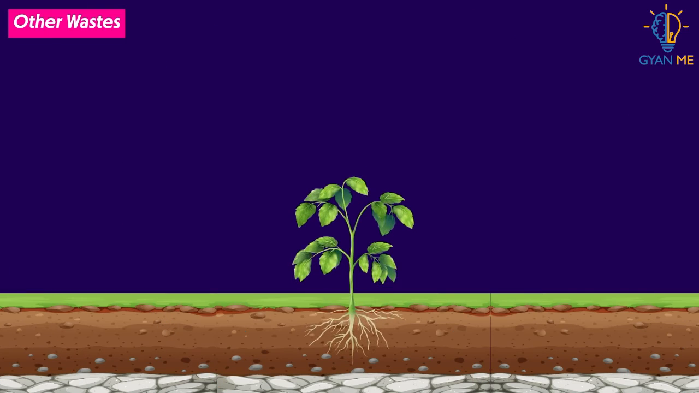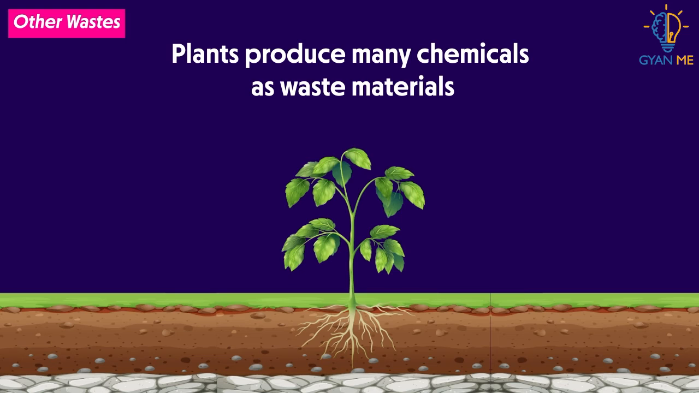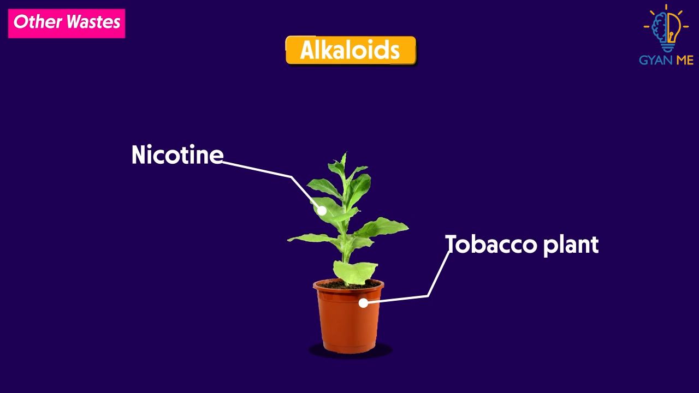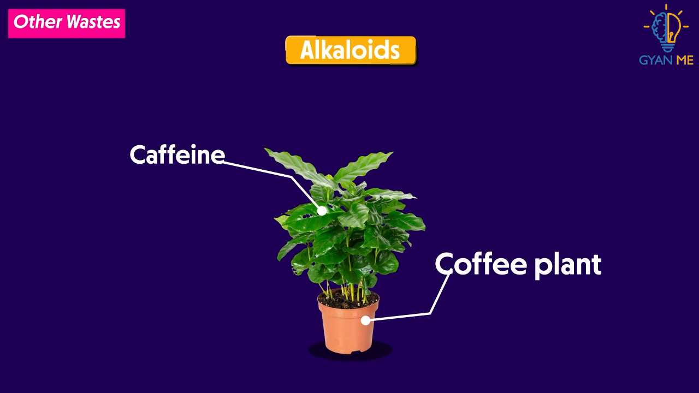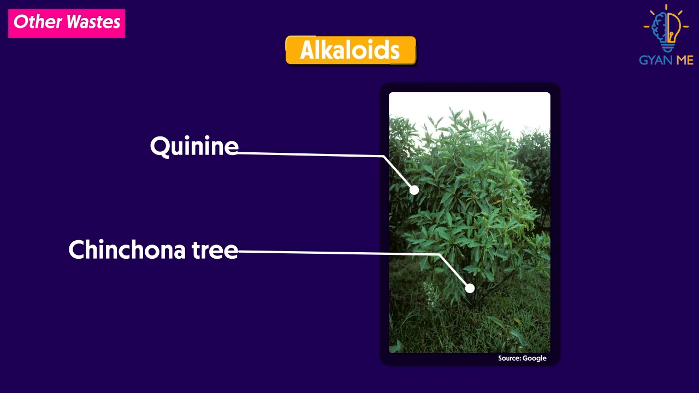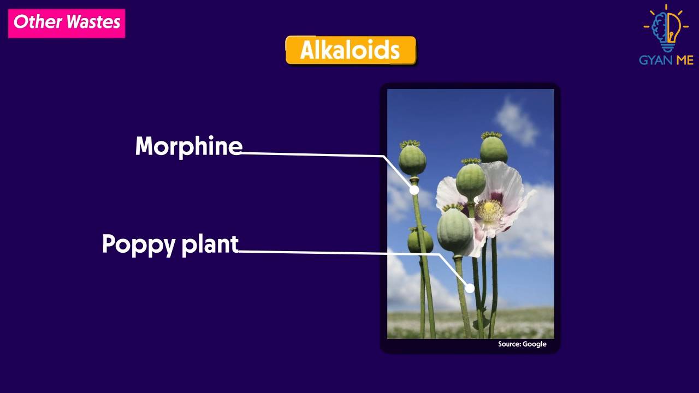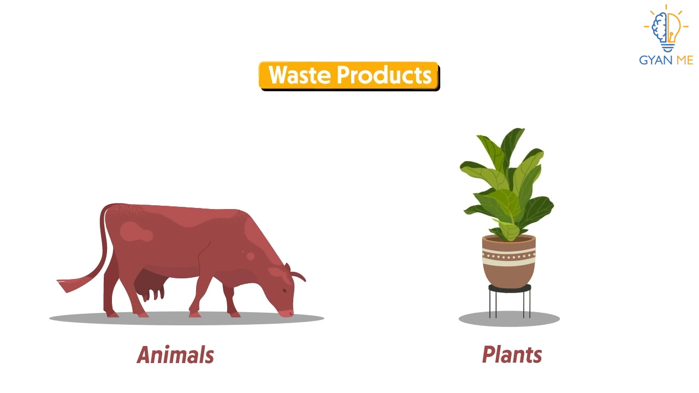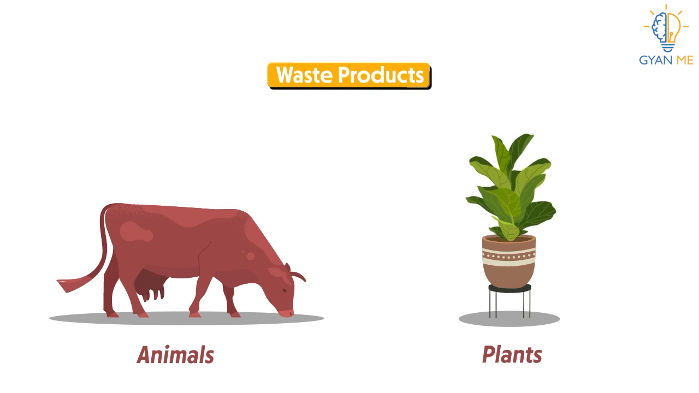Now, apart from these, plants produce many chemicals as waste materials. Some of the most familiar of these are alkaloids such as nicotine from the tobacco plant, caffeine from the coffee plant, quinine from the cinchona tree, and morphine from the poppy plant. So students, what we have seen is that just like animals, plants also produce waste products, or we can say byproducts. But the way of excretion of these products is different from that of the animals.